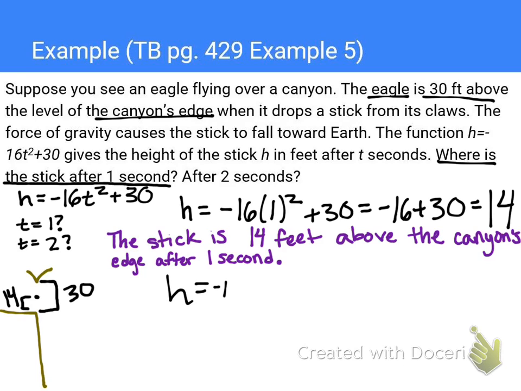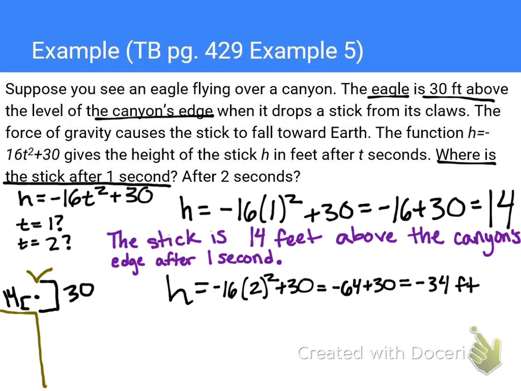So I have h equals negative 16 times 2 squared plus 30, which will give me negative 64, because 2 squared is 4. 4 times negative 16 is negative 64. Negative 64 plus 30 gives us negative 34. And again, that's feet.